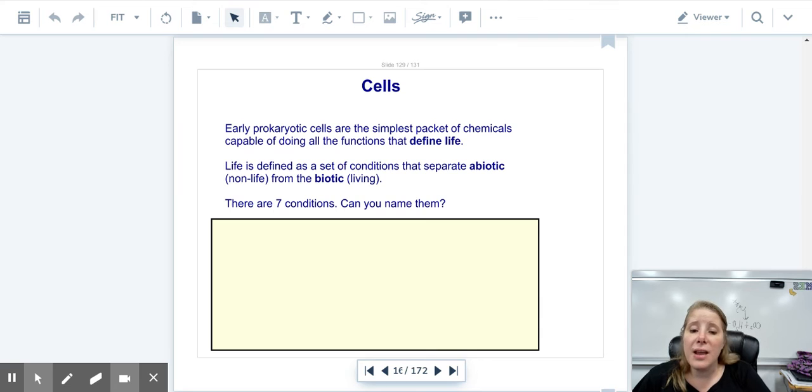Life is defined as a set of living conditions that separate abiotic, non-life, and biotic, living things. There are 7 conditions. Can you name them? I'm going to ask you guys to tell me this in class. So come up with the 7 conditions for life. Write them down, and we'll talk about it in class.